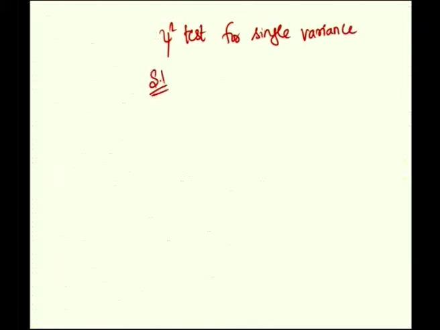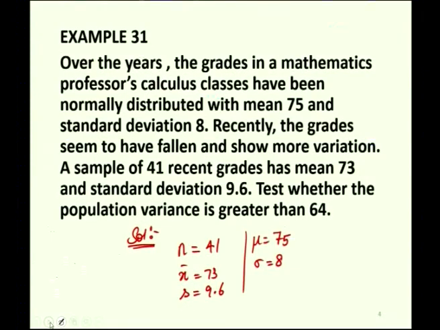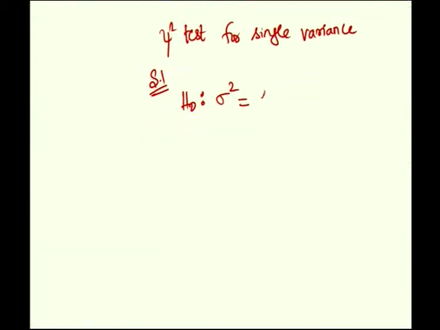Therefore, we will start with the H naught. H naught is actually the null hypothesis. H naught is setting up the population variance value. So, what is your population variance? Population variance is 8 square, because population standard deviation is 8. Therefore, population variance will be 8 square, which is equal to 64. That is, we take the H naught as population variance is 64.